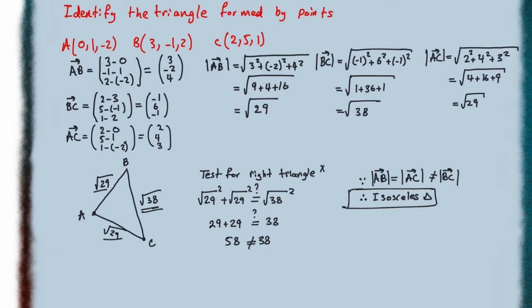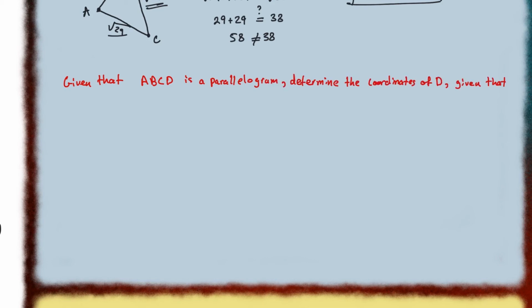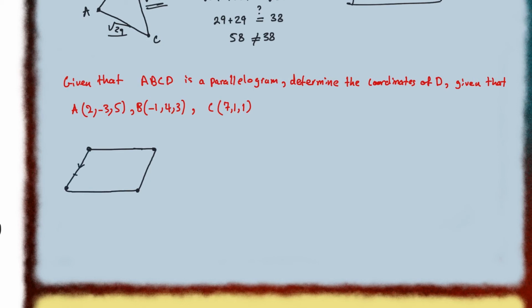For the next example, we are going to give you 3 points from a parallelogram ABCD, and based on those 3 points, we want to determine the coordinates of the last point. The first thing we're going to do with these types of questions is to actually draw it out. We have a parallelogram, so we are going to label the points A, B, C, D, and we can do this clockwise or anti-clockwise. It doesn't really matter.